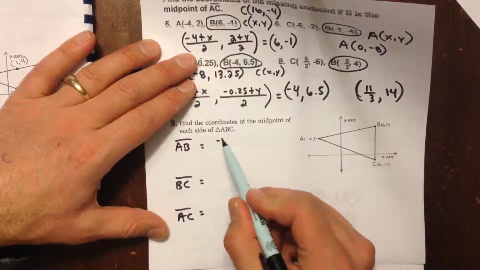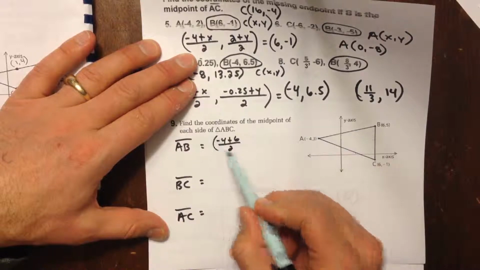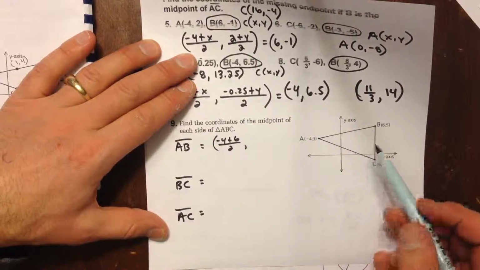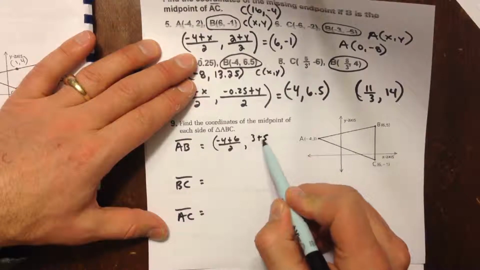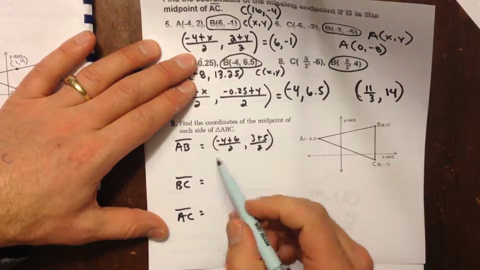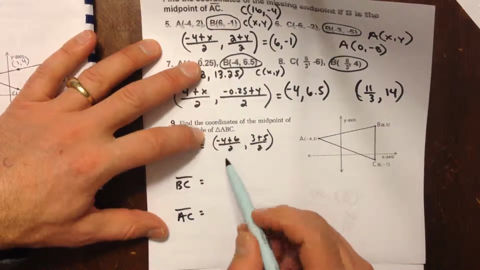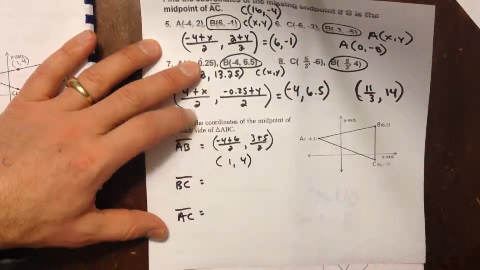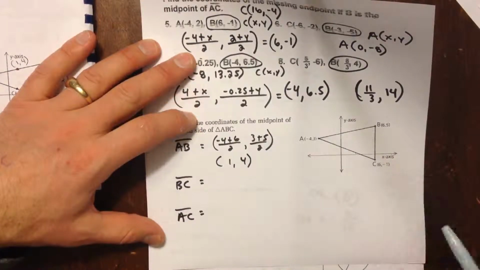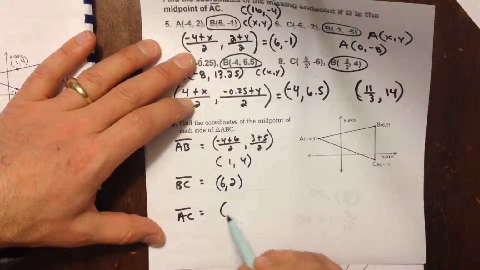So negative 4 plus the 6 divided by 2, and then the 3 plus the 5 divided by 2. So the midpoint of AB, that's 2. 2 divided by 2 is 1. That's 8. 8 divided by 2 is 4. So you get 1, 4. Do the same process for the other ones. You should get 6, 2 and 1, 1.